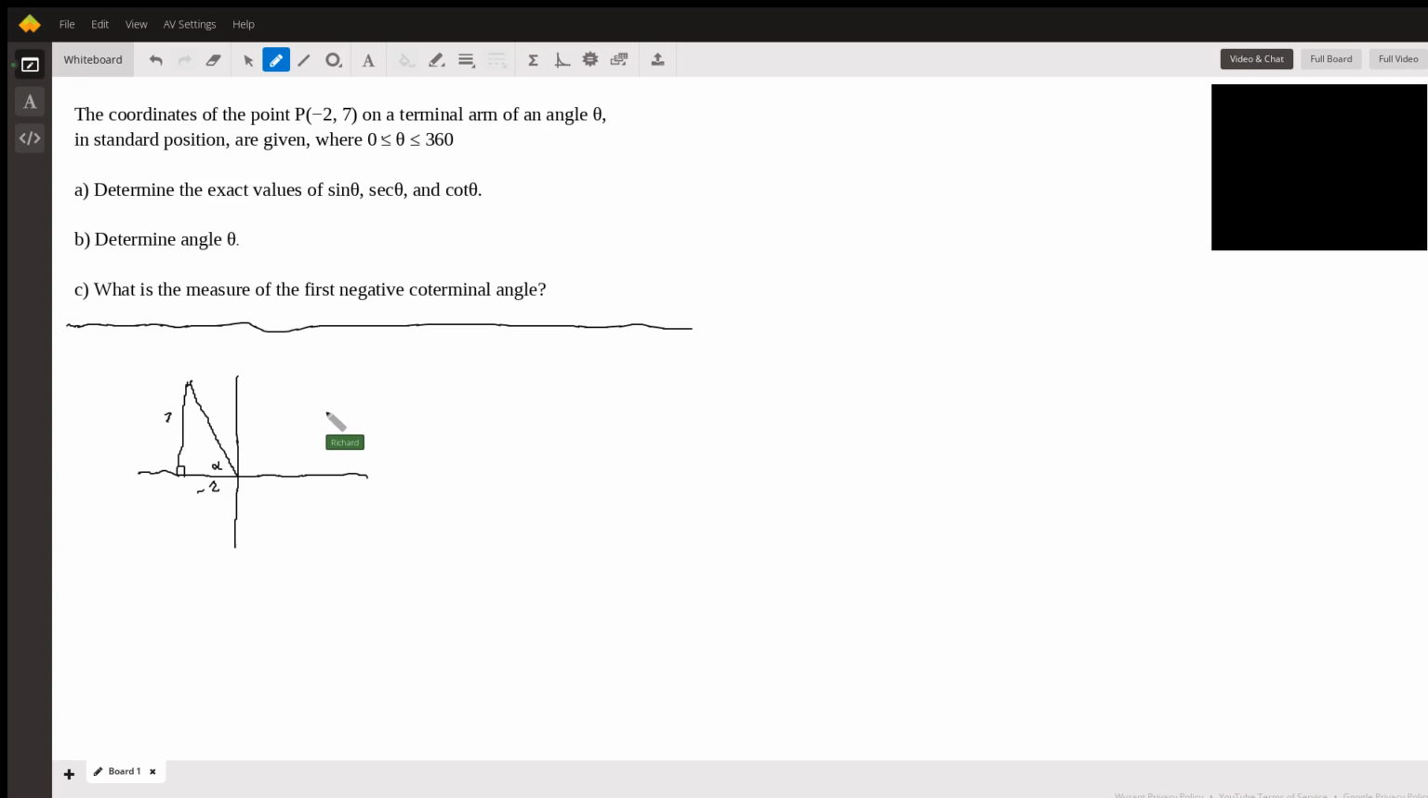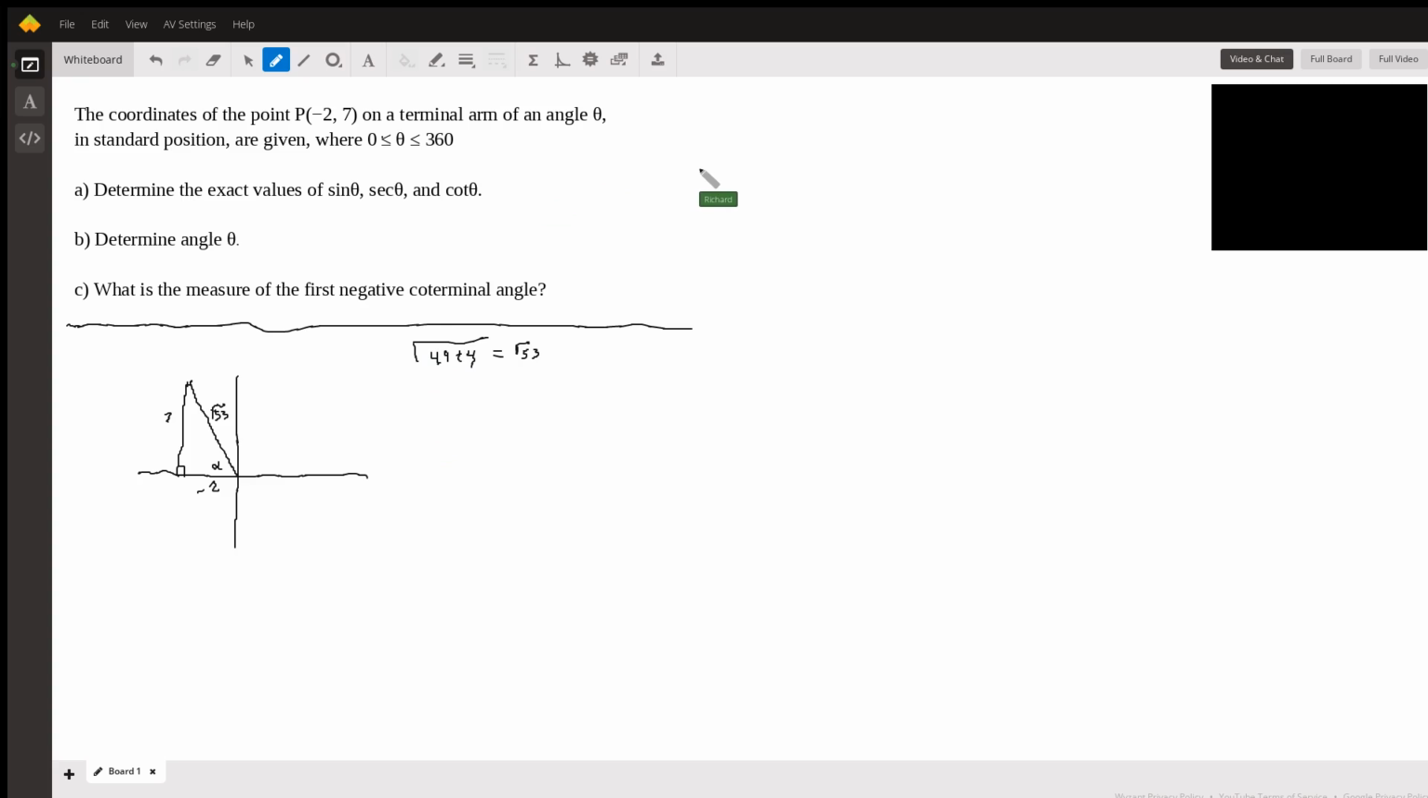The Pythagorean theorem will give us the length of the hypotenuse here. So this is going to be the square root of 49 plus 4, which is the square root of 53, because 7 squared is 49, 2 squared is 4. So this is root 53. Now that we've filled in our right triangle, we can proceed to answer part A.